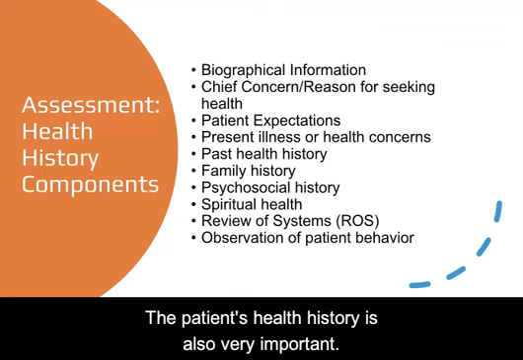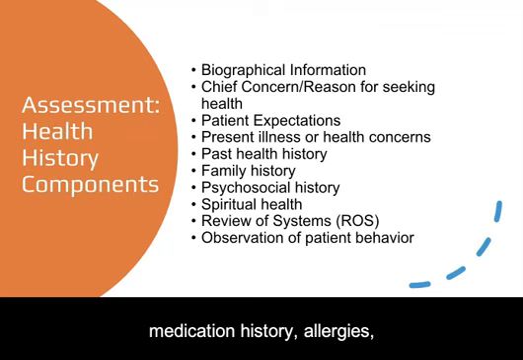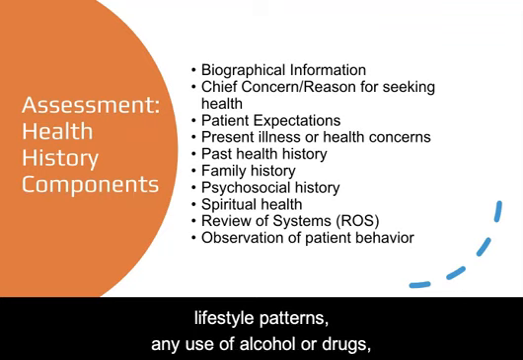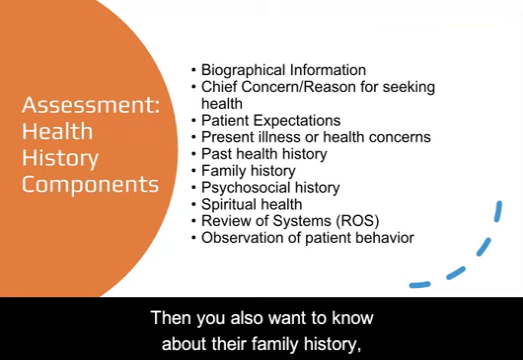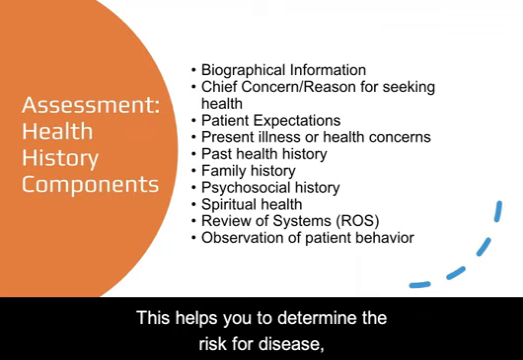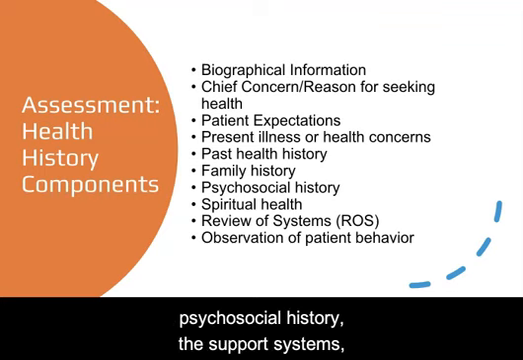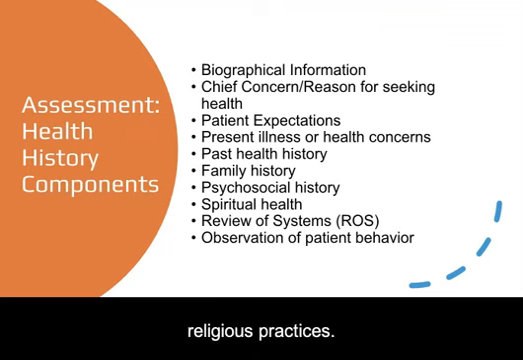The patient's health history is also very important. Their past hospitalization, their medical history, medication history, allergies, emotional status, habits, lifestyle patterns, any use of alcohol or drugs, any risks for disease, nutritional problems, exercise, coping patterns. Then you also want to know about their family history, immediate or blood relatives. This helps you to determine the risk for disease. Psychosocial history, the support systems, recent loss, stress or grief. Spiritual health, that includes their beliefs, rituals, religious practices.